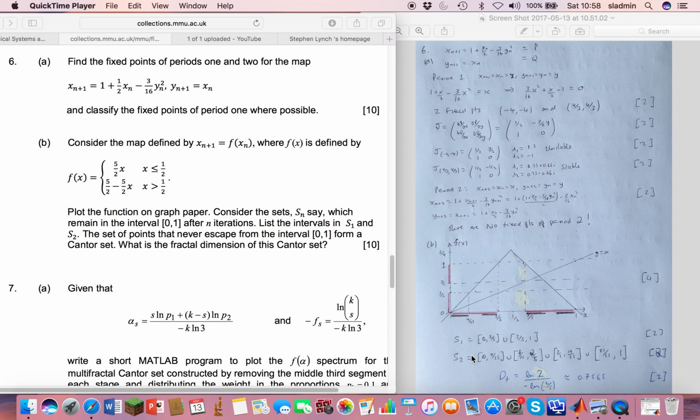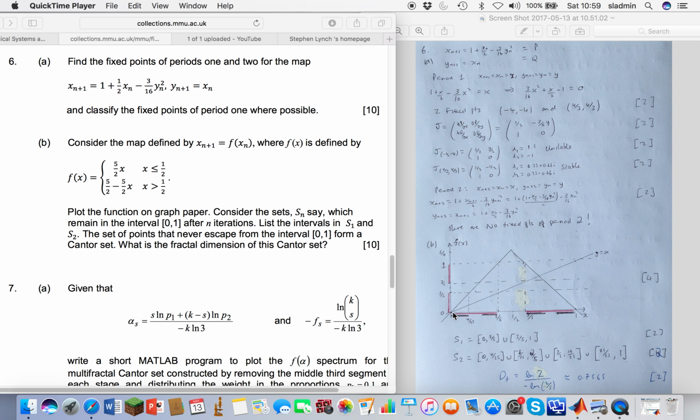Now to find the S2, we show these points here, S1, on this axis because we want to know which points map into these. So for example, if we draw the 0 to 2/5 and then go backwards, we want to know when does 5/2 x equal 2/5. And again, simple algebra shows us that x has to be equal to 4/25. So these black points map into these red points. So our first interval is 0 to 4/25.